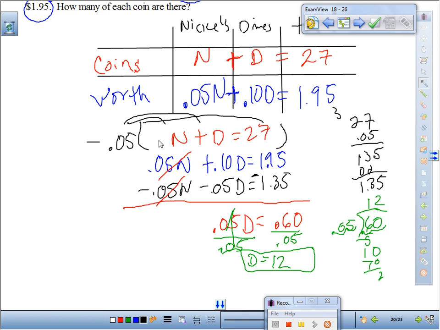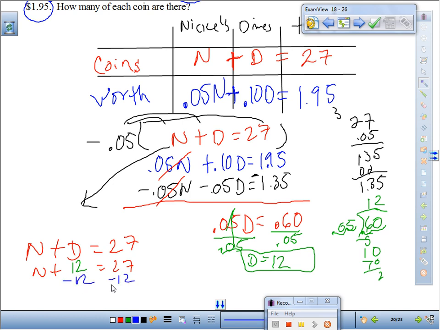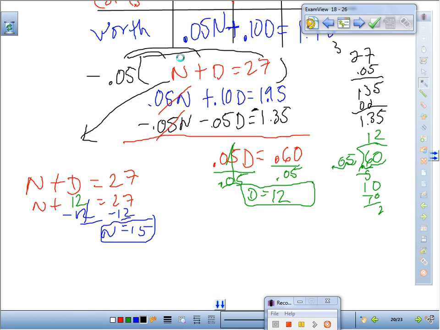So now, we write our equation. How many dimes do we have? 12. And how many total coins? 27. So we write our equation over here. N plus D equals 27. And instead of D, we substitute the 12. Bring everything else down. Subtract 12 from each side. N equals 15. So my solution is 15, 12, and let's write a statement.